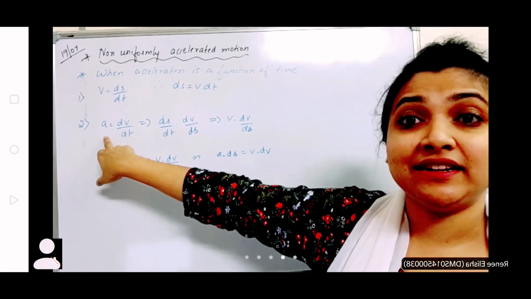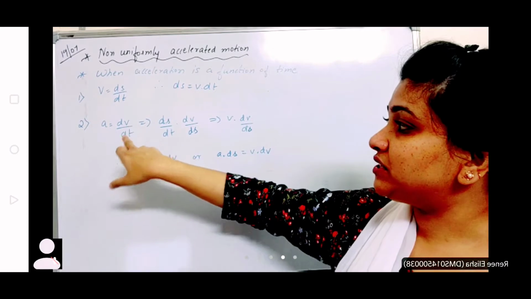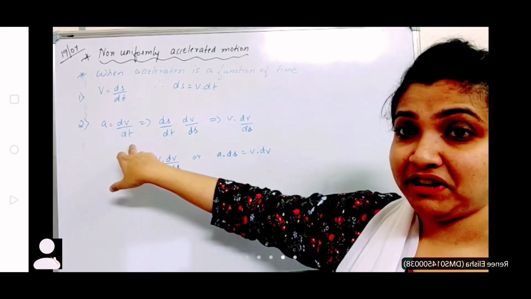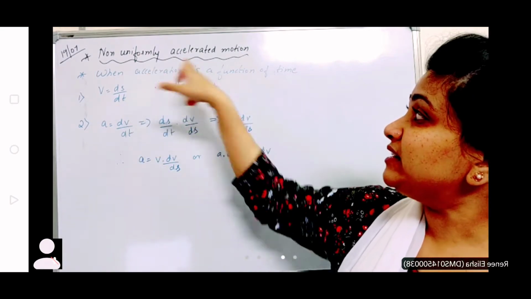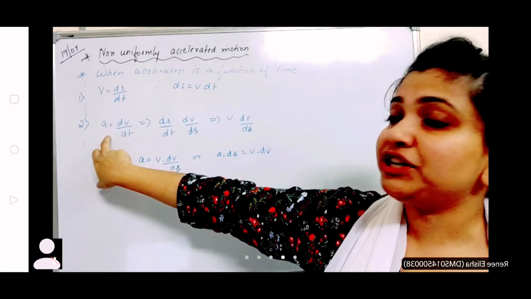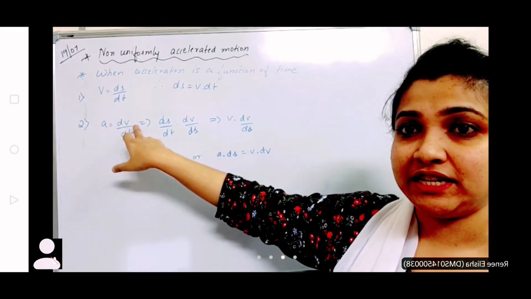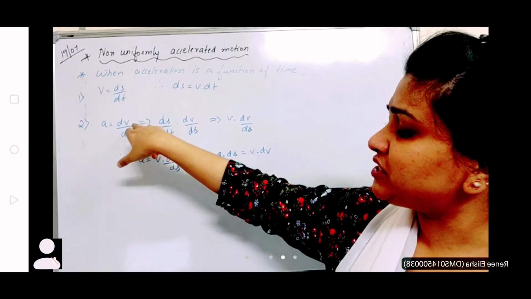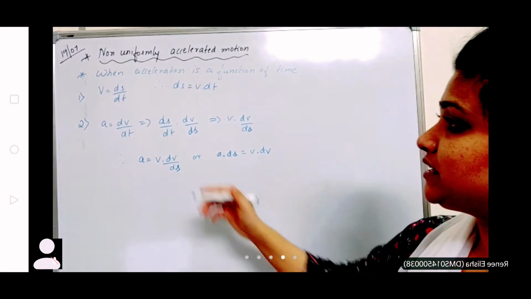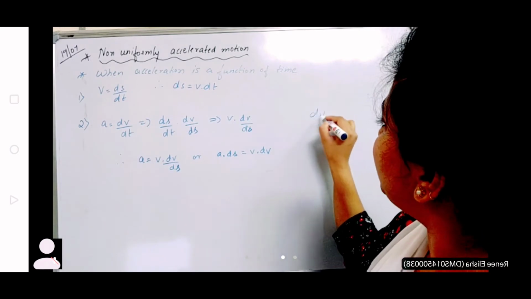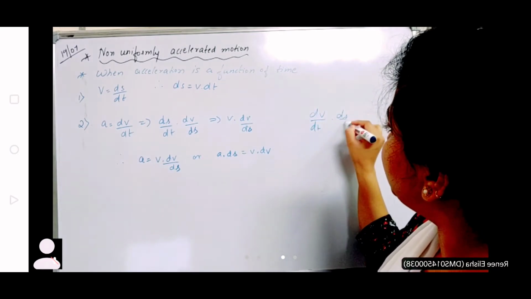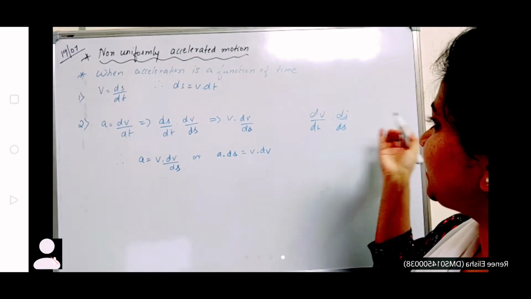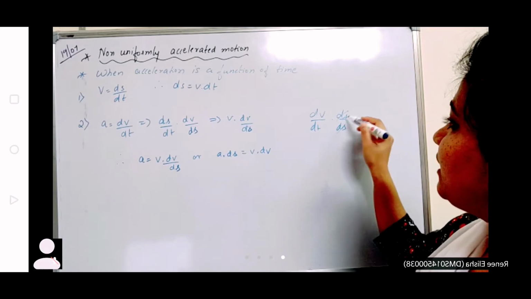Now, acceleration. What is acceleration? Change in velocity divided by time taken, right? So when acceleration is a function of time, acceleration can be expressed as change in velocity, that is dv, divided by dt. Now may I just multiply and divide by ds? If I have dv by dt and multiply by ds by ds, will it change anything? No, because ds I can cancel again.